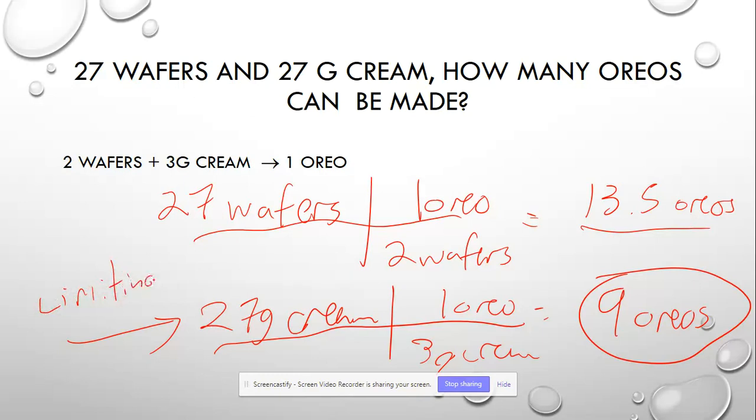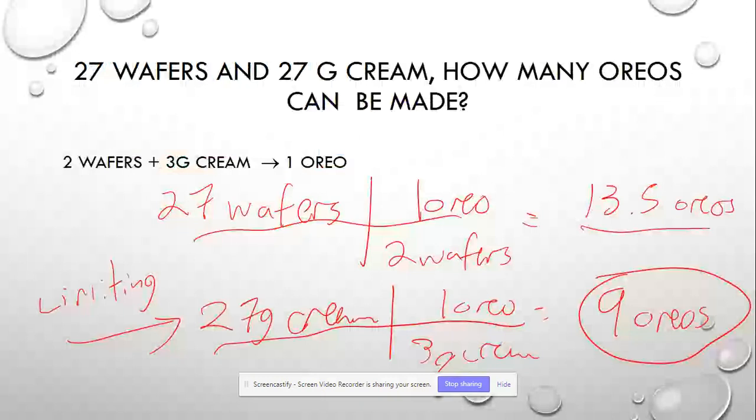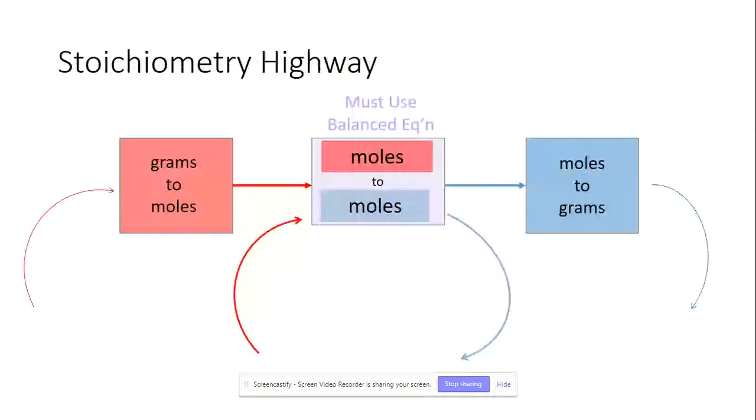It's the reactant that is keeping you from making more. It gets all used up, and the other reactant is still in excess, but it doesn't matter because it has nothing to get together with. So you are going to need your stoichiometry highway, which I've now put into blue and purple and red. You're going to come in with grams of one thing. In this case, we had wafers, and we have to use this sort of transfer station to go from wafers to product, from wafers to Oreos.